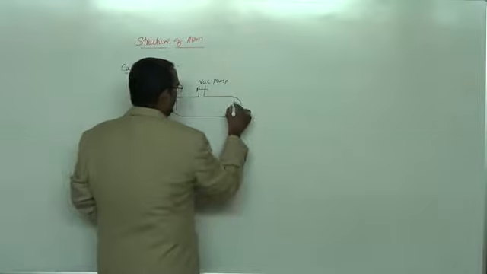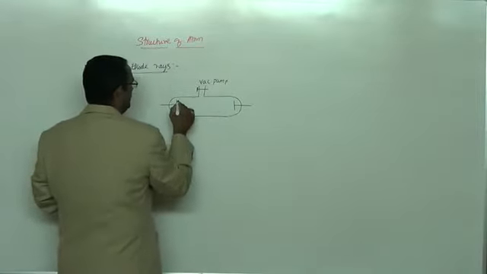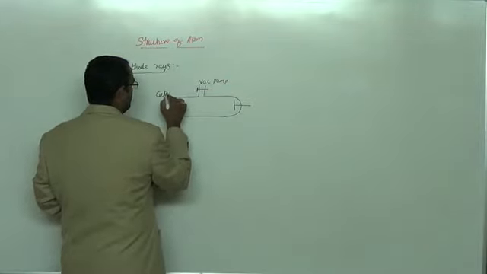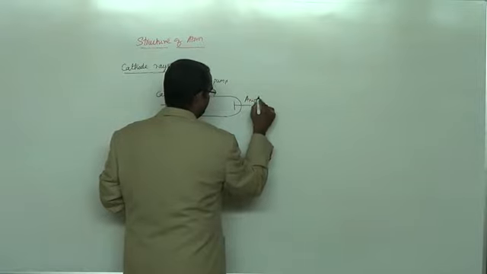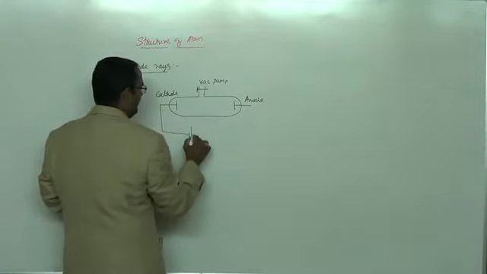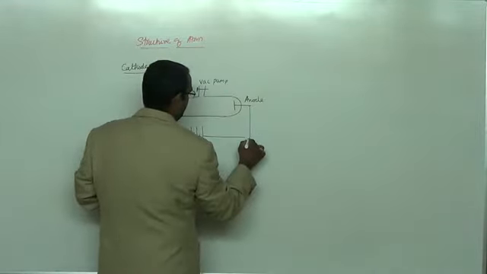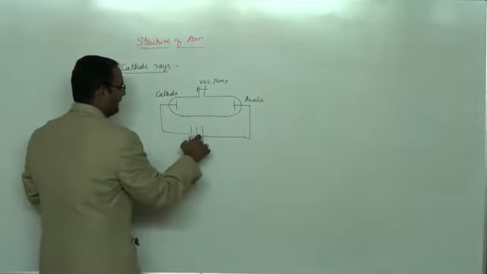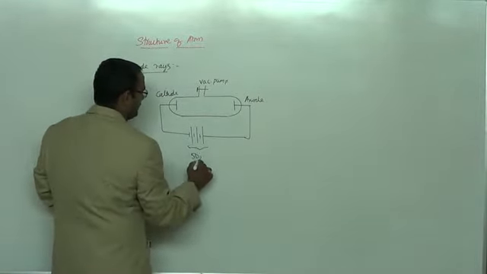The ends of the tube are connected to two electrodes. One is called the cathode, the other is called the anode. The cathode is connected to the negative potential of the battery, and the anode is connected to the positive terminal of a battery. This potential of the battery is of the order of 50,000 volts.